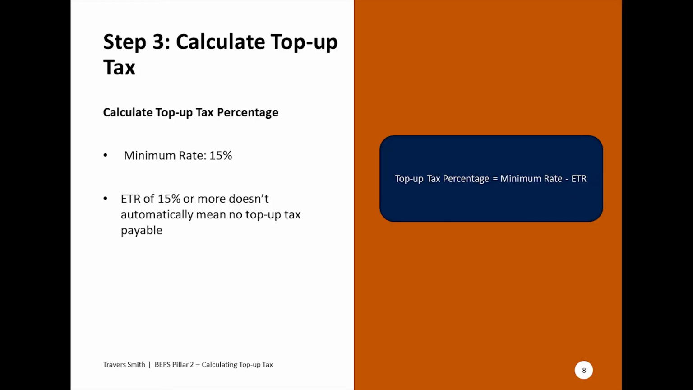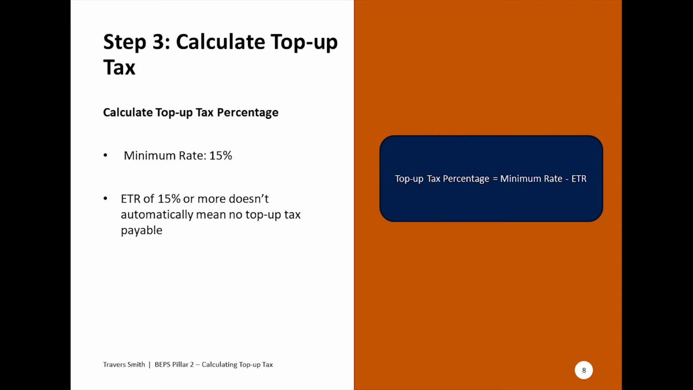So we've calculated the effective tax rate. The final step is to actually calculate the top-up tax. And the first thing to do is calculate the top-up tax percentage. The top-up tax percentage is the minimum rate of 15% less the effective tax rate that we've just calculated. So if the effective tax rate is below the 15% minimum rate, top-up tax will be payable.